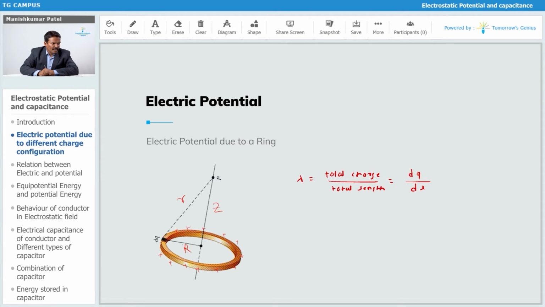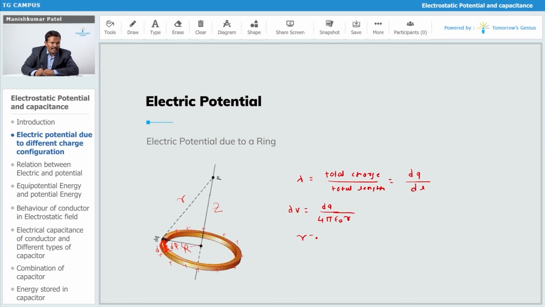So I just consider a small part of that ring which is dq. Let this be the part dq, and this dq is distributed on this length dl, making some angle which is d phi. So according to that, we know the potential dV is equal to dq upon 4 pi epsilon naught r. Obviously this r is the perpendicular distance.